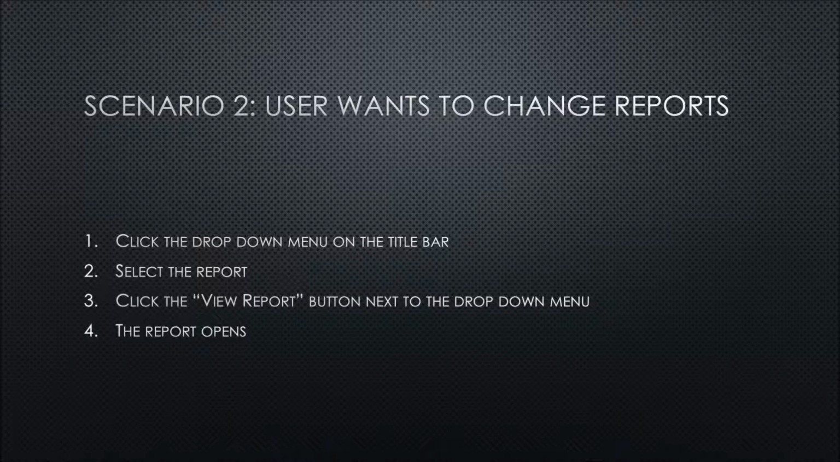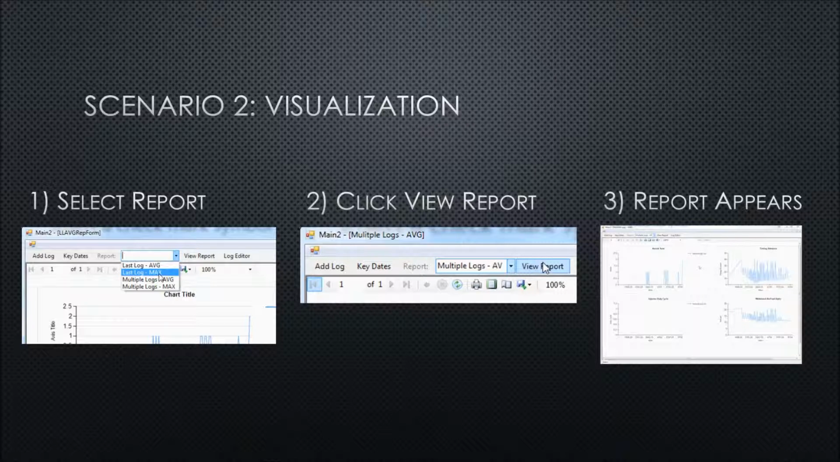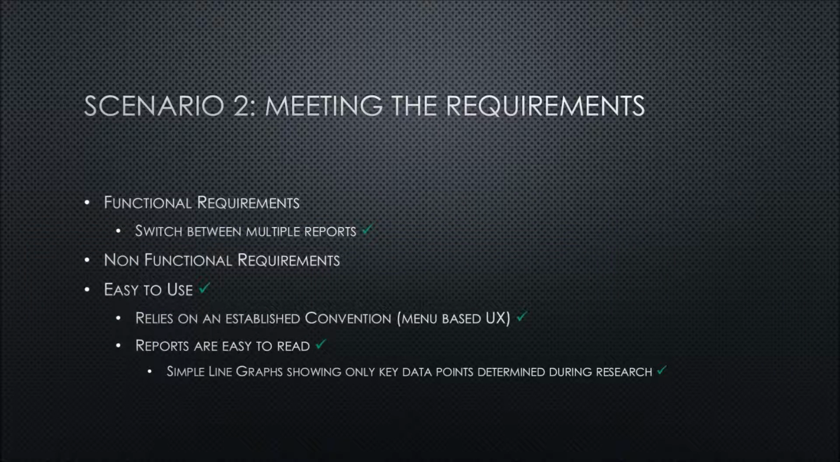And then all these reports also need to be very easy to read. That's consistent across pretty much all of our use cases. It has to be very, very simple, very, very easy to use. So the next scenario is to be able to toggle between reports, and that's as simple for us as going into a drop-down, picking the report you want, and then clicking a button called View Report, and then your new view comes up. So that carries a functional requirement of being able to switch between reports, but it still meets the non-functional requirements of being relatively easy to use, at least based on our feedback so far, and relying on existing conventions, going with a menu-based UI or UX.